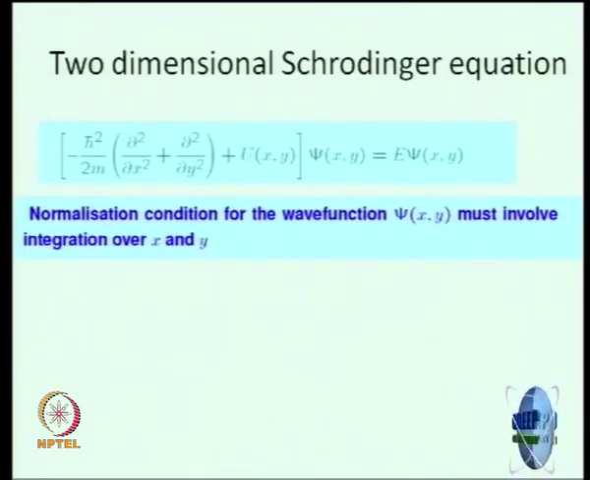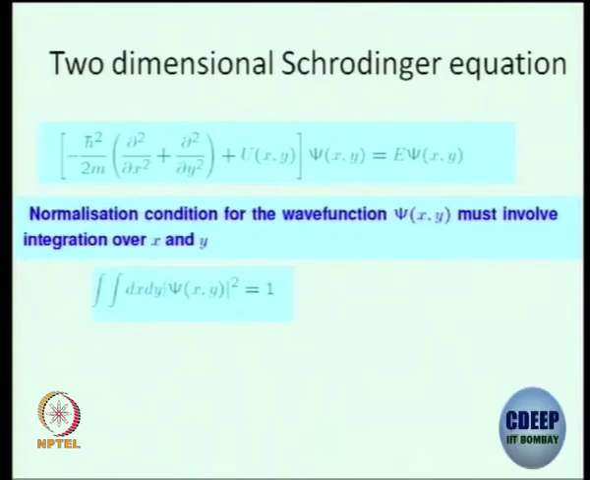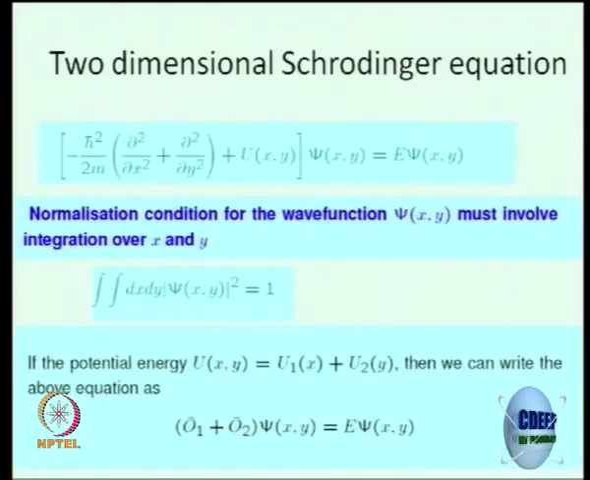a straightforward extension. So, this is what it is. You can put the limits as 0 to L and 0 to L for the particle in a 2-dimensional box. If the potential energy is u1 of x plus u2 of y, then I can write the above equation, the top equation, as an operator O which depends only on x and another operator which depends only on y and act it on psi of xy.